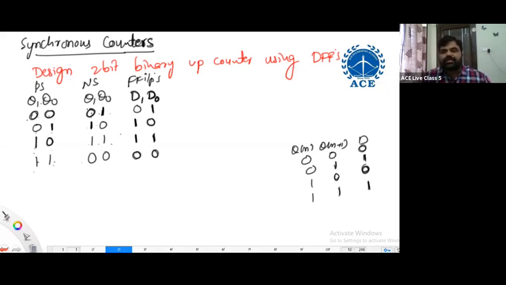Now, after writing the excitation of the flip-flop inputs, I need to write expressions for D1, D0 in terms of Q1, Q0. Which Q1, Q0 do I need to use? Is it present state or next state? We have two columns, one is present state, one is next state. Which one should I use? Present state or next state?